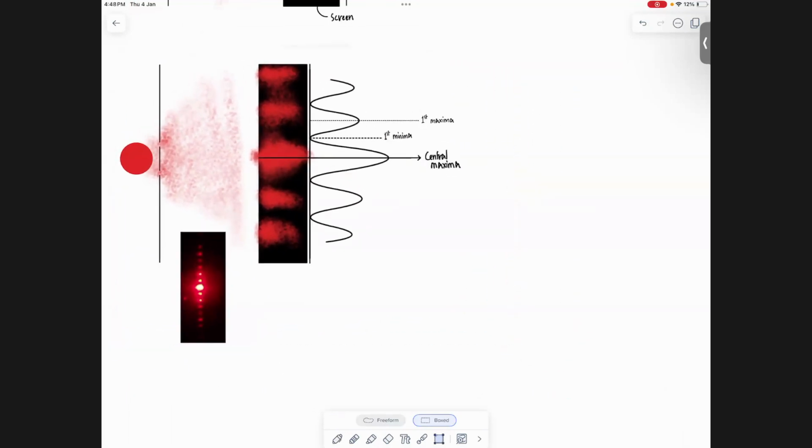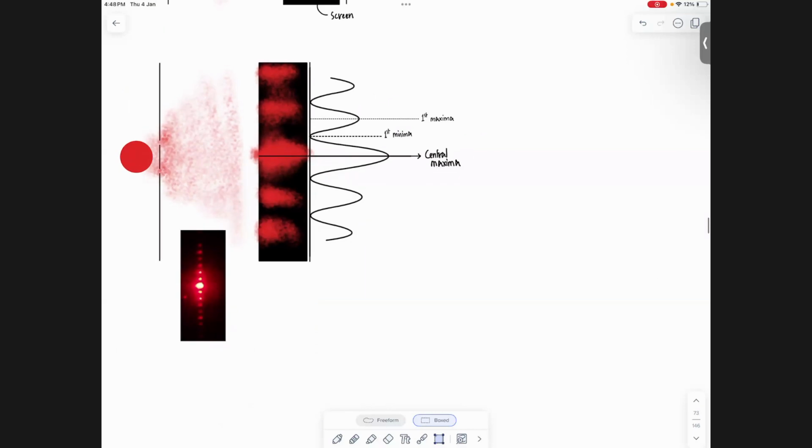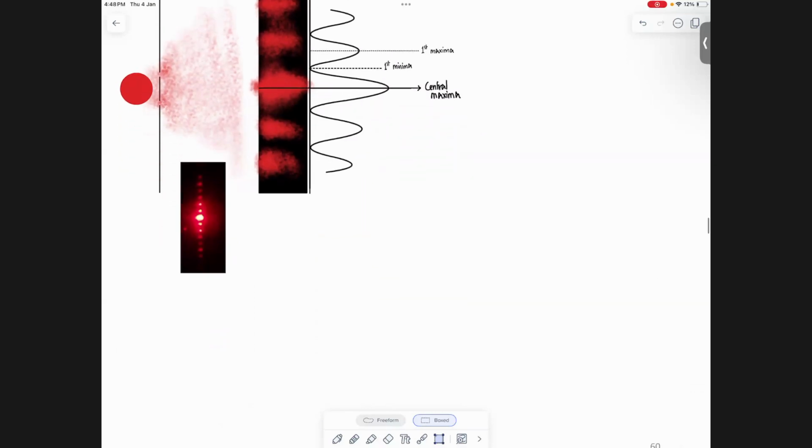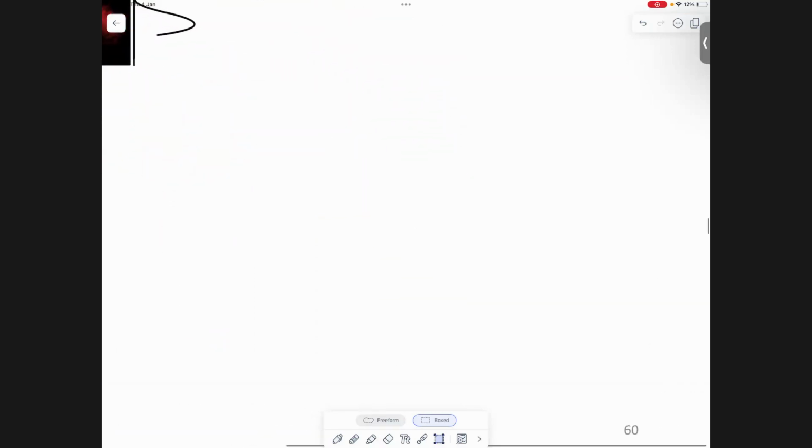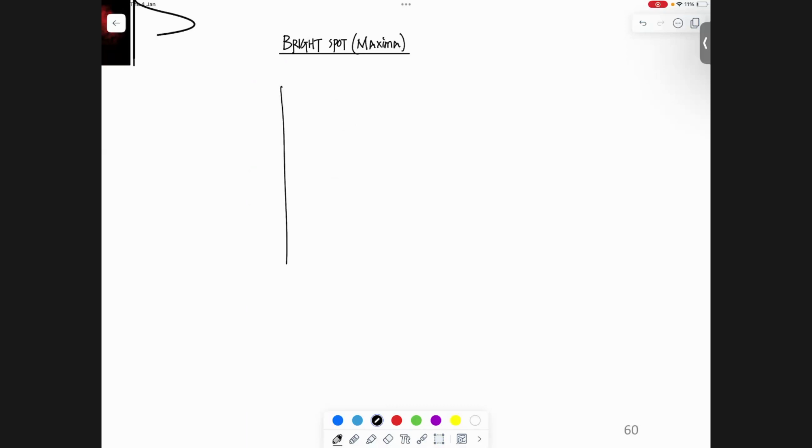Okay. Now, what we need to see right now is why do they happen? Like, what's the logic behind it? This is very important, so follow carefully. This is the math we're looking for. Why does a bright spot take place or form in the first place? Right. So you have your double slit here, gaps, and then you have your screen here.